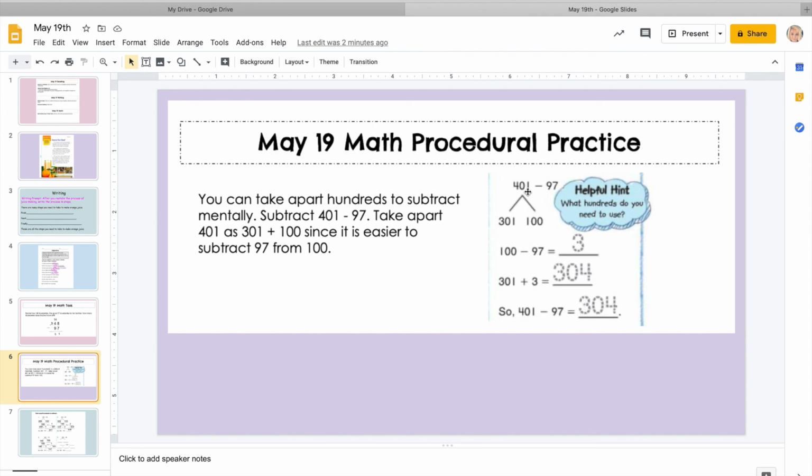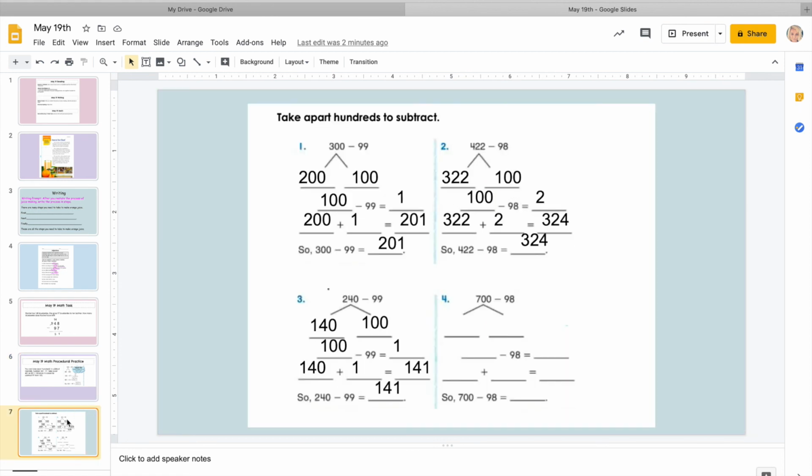So you're breaking apart one of the numbers to make it easier to subtract. You can kind of subtract that mentally. So those are the steps that we're going to be taking. Let's try a couple together. I kind of already broke some of these apart just so that I can talk about it more.